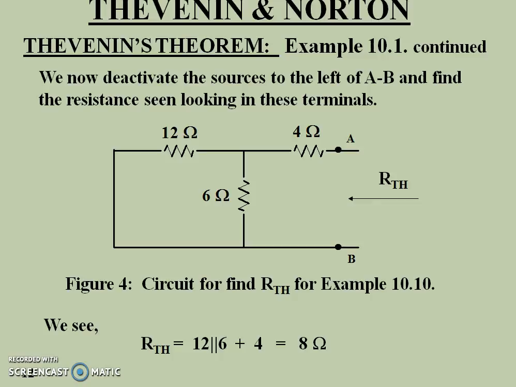From this circuit you can see this 12 ohm and 6 ohm are connected in parallel, and the combination is connected in series across the terminals A and B. So 12 and 6 are in parallel, plus the combination that is connected in series with this 4. So we find the Thevenin resistance, that is 8 ohm.